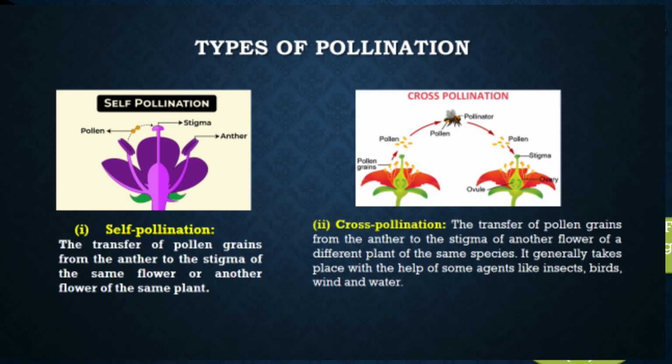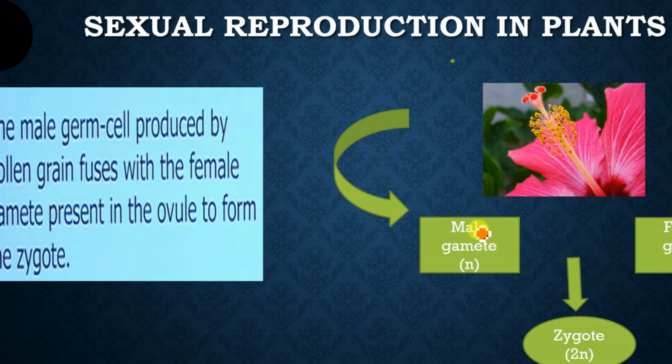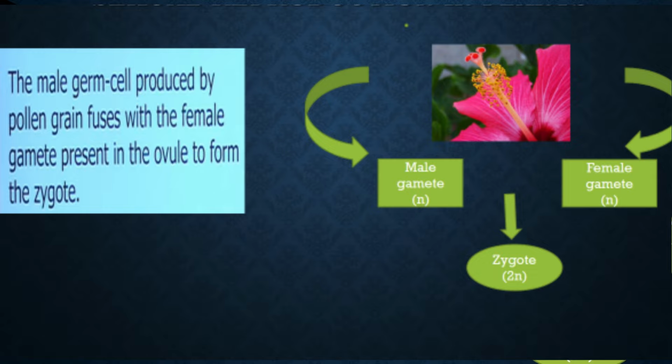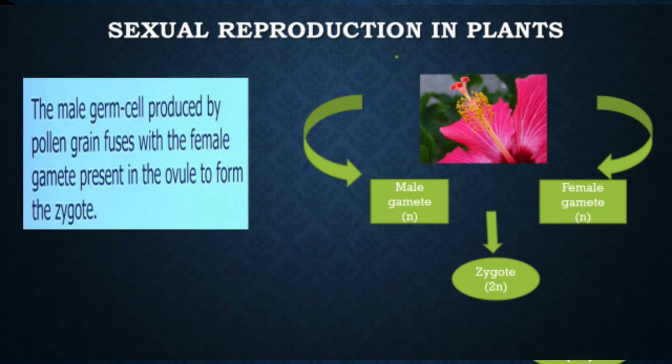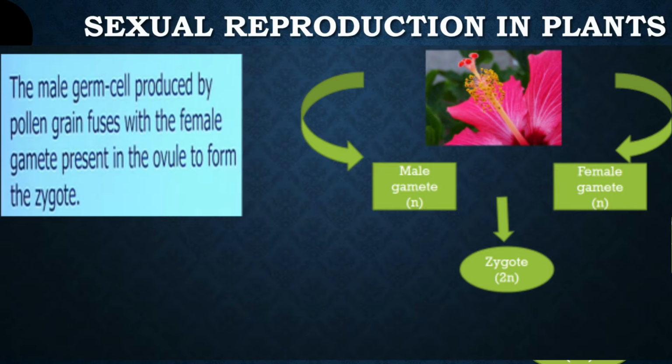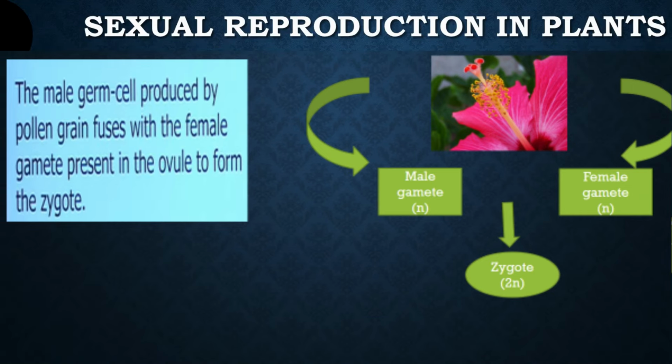Now we'll come to the fertilization part of the plant, where the male and the female gametes fuse together to form the zygote. Then only we say fertilization has occurred. The male gamete comes from the pollen grains in case of plants, and the ovary or the ovule will produce the female gamete, and both of them will fuse together to form the zygote.